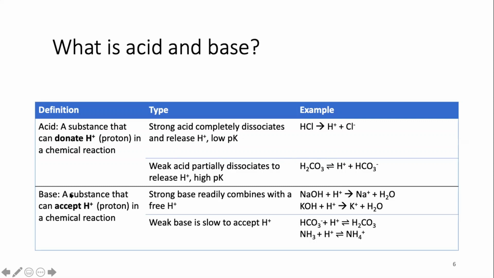Similar to acid, the base is the opposite. Instead of donating, it is the one that accepts H plus. A strong base is a substance that readily accepts H plus and converts it into another form, for example sodium hydroxide and potassium hydroxide, whereas a weak base may or may not accept H plus in the presence of H plus. For example, the bicarbonate ion may form carbonic acid, or it may just remain as the bicarbonate ion, similar to ammonia.